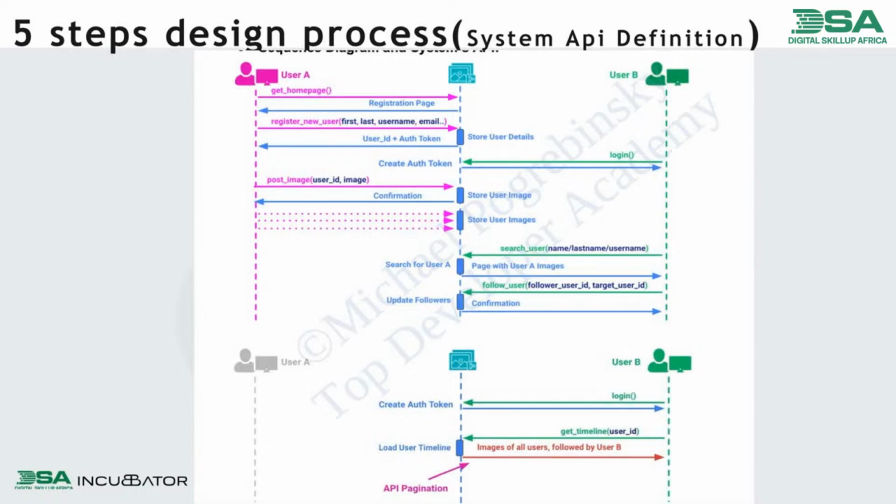Now, I remember in the last half of the class, somebody was asking me about the sequence diagram. This is what a sequence diagram looks like. You will see that user A does this and goes to the registration page. We'll talk about it. This way we ensure we don't miss any important detail.